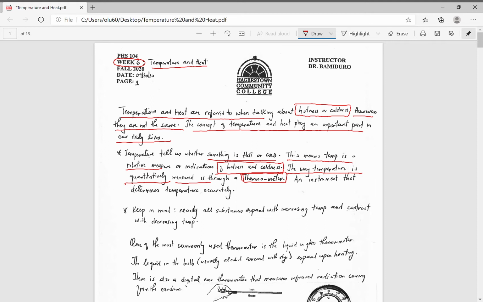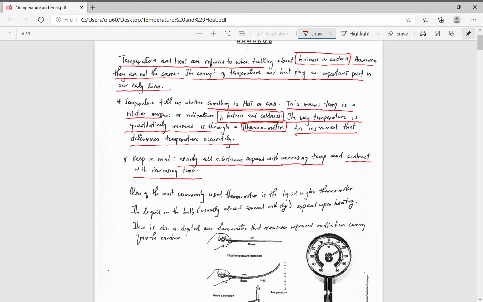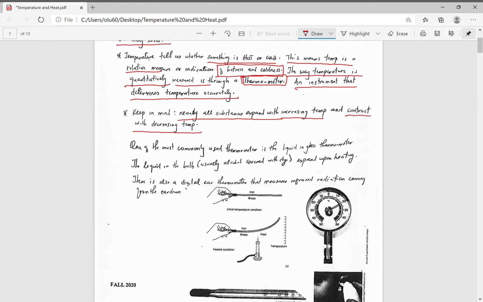an item is. Okay, so this instrument, of course, determines temperature very accurately. Keep in mind that all substances, of course, expand as you increase the temperature, and they will contract as you decrease that temperature. Okay, so some of the most commonly used thermometers are a liquid and a gas thermometer. Okay, I think all of us typically know that.